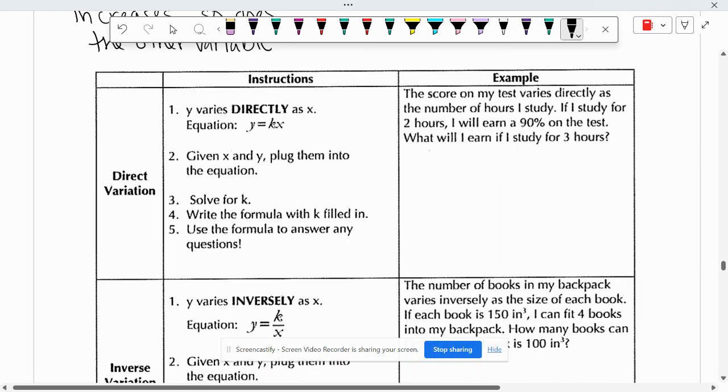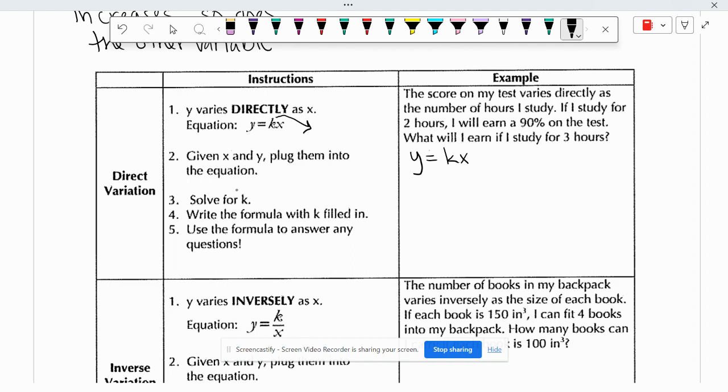So when we talk about y varies directly as x, k is the variable that we use for the direct variation or the inverse variation. So the first thing I want you to do is look at y equals k times x. If you were to try and get k all by itself, how would you do that? Yeah, you would divide both sides by x. So k equals y divided by x. That's when you use direct variation. This is important.